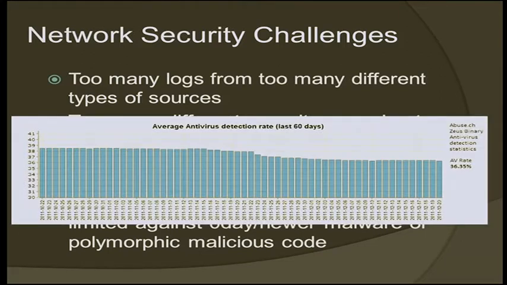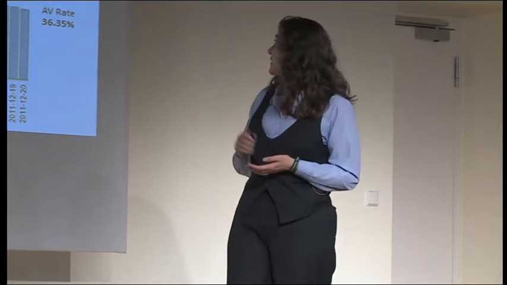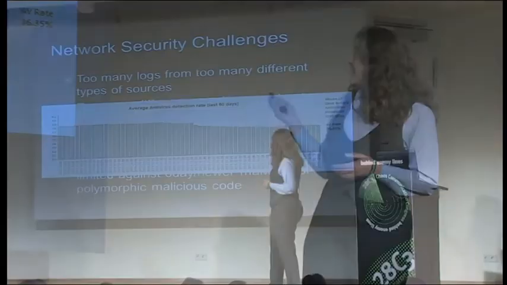For example, antivirus effective rates. This is from abuse.ch out of Switzerland, and they track the antivirus effective rates for the Zeus polymorphic binary. As of 9 days ago, the effective AV rate was only 36.35%. So that means that your antivirus is actually failing more often than it is detecting this.